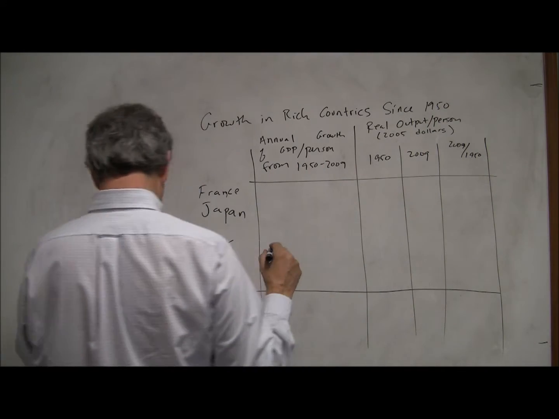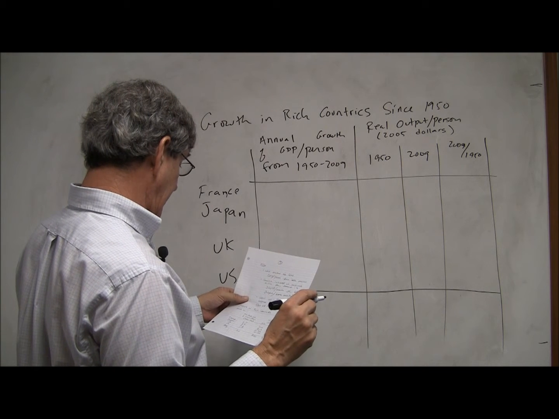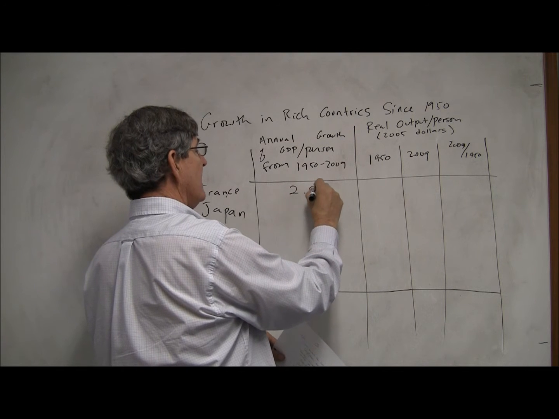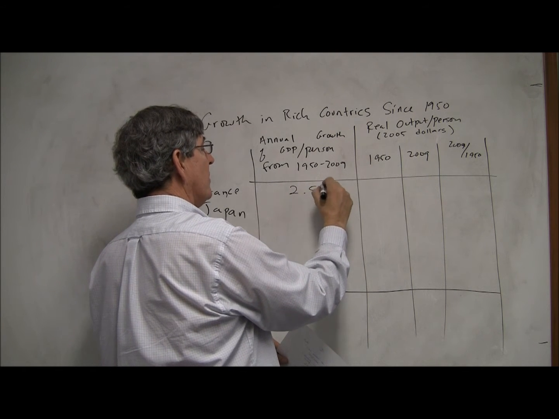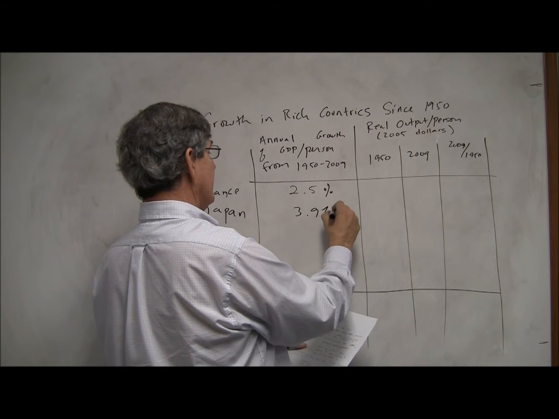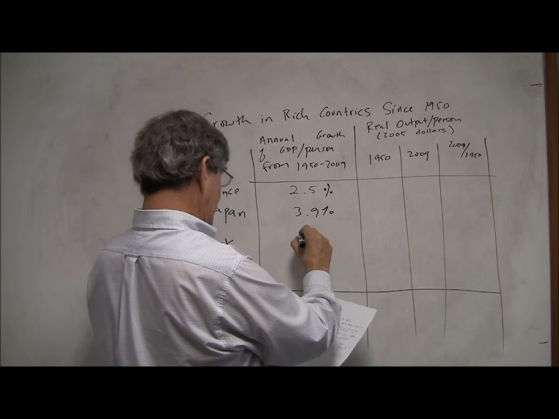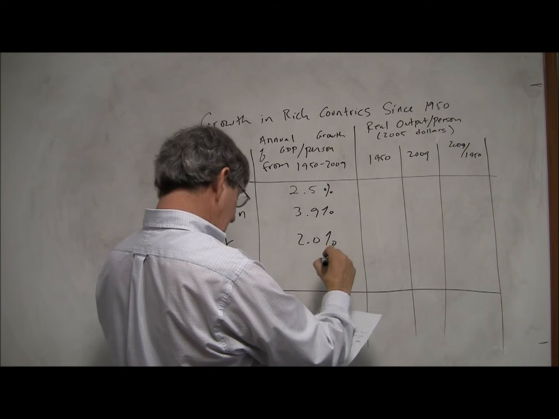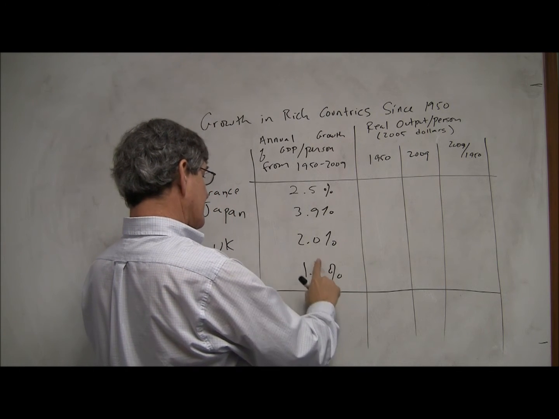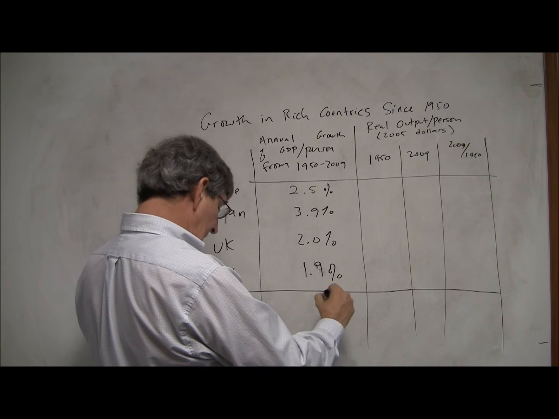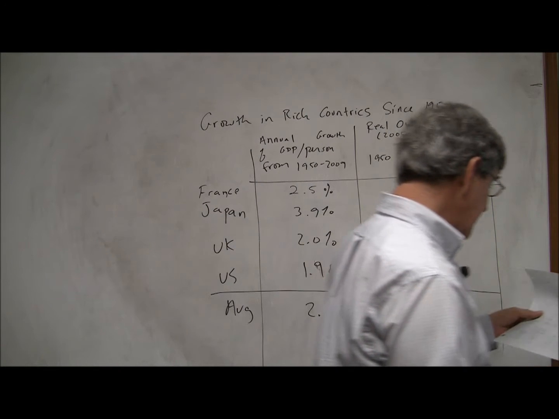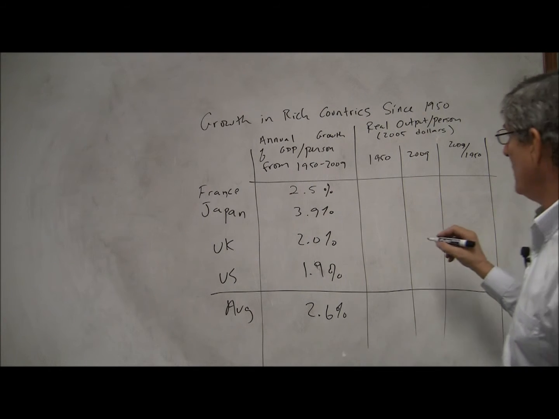Okay, so for France, the growth rate was 2.5% over that entire period. So that's the average growth rate over this period. Japan was higher at 3.9%. The UK was at 2.0%, and the US was at 1.9%. That's supposed to be a 9. And the average was 2.6%.